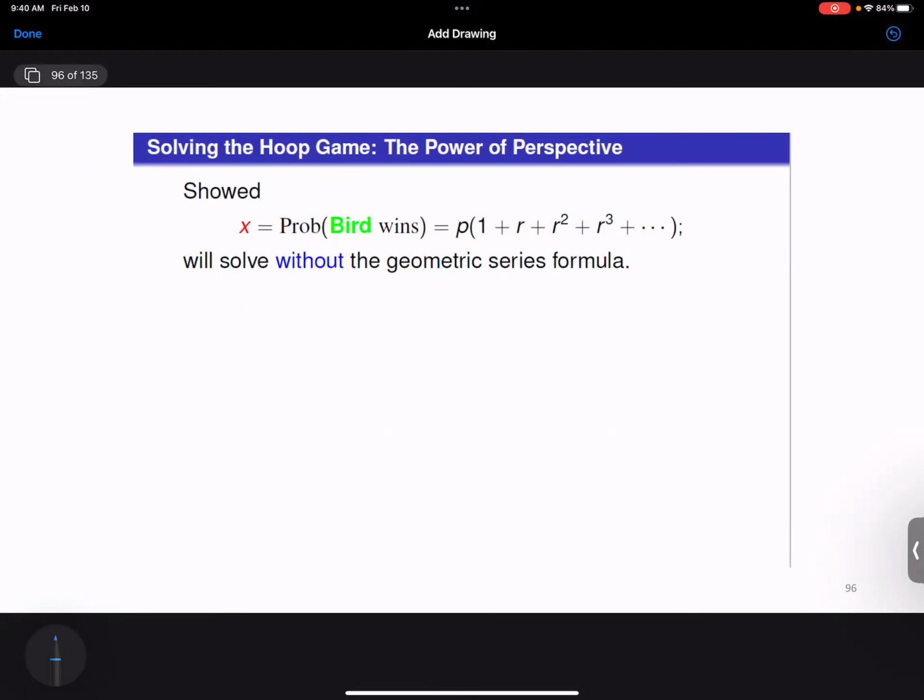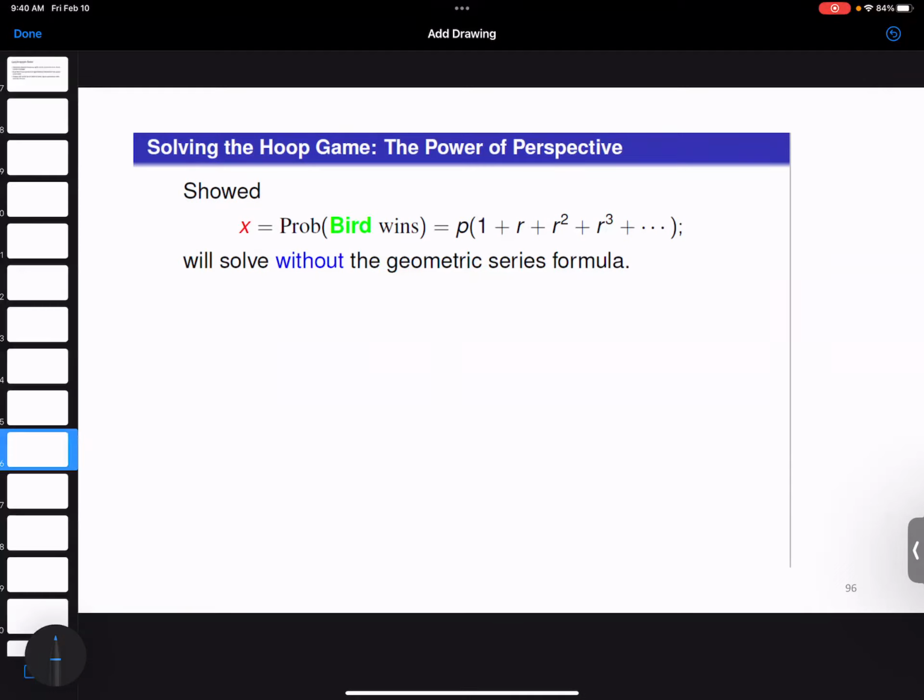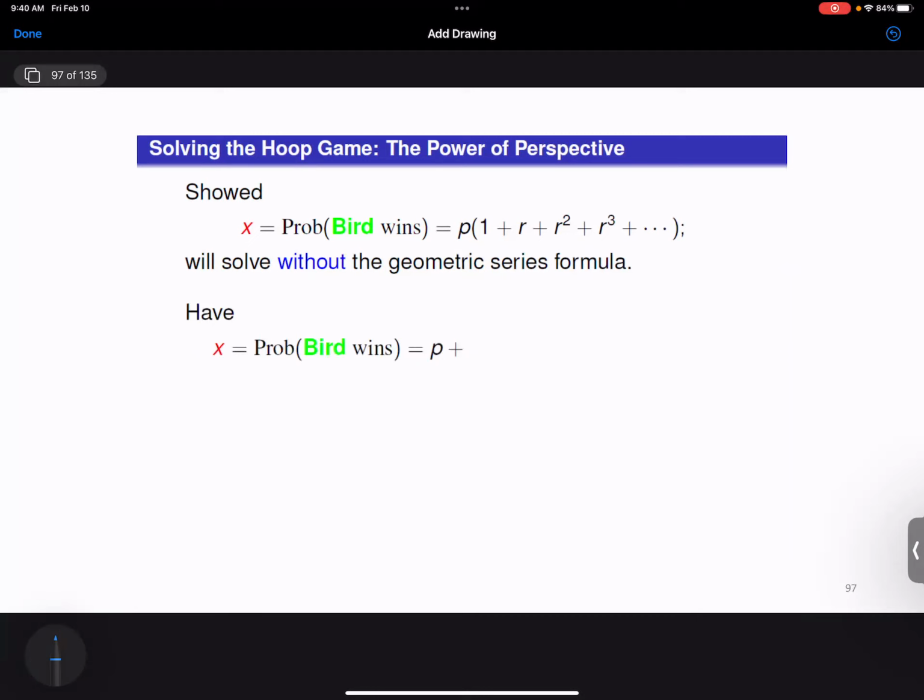Let's try to solve this without using the geometric series formula. By doing this, we're actually going to prove the geometric series formula and learn a really good concept for economics and game theory. So let's calculate another way the probability that Bird wins. We saw that with the Fibonacci's earlier today, when we were trying to calculate the area of the rectangle: if you can calculate something two different ways, you can often get nice relations.